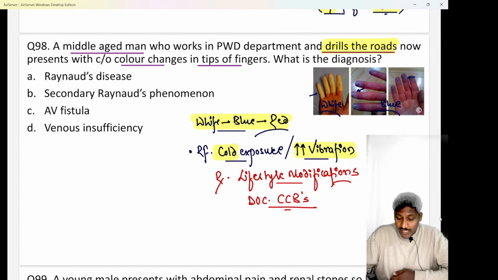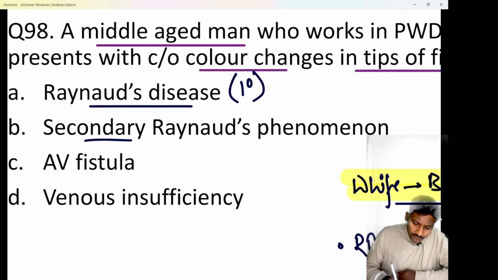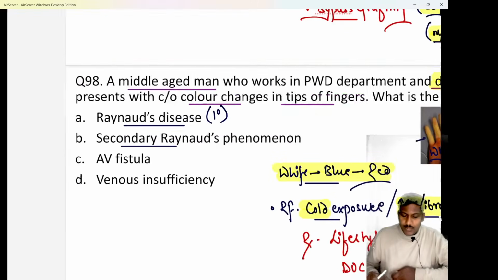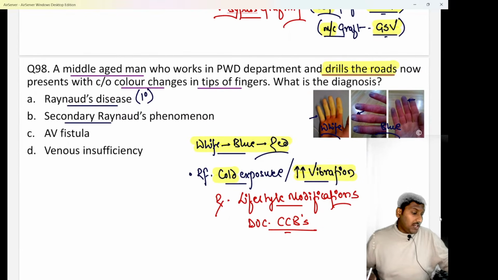But we know there are two types of Raynaud's phenomena. The first one is primary Raynaud's phenomena, also known as Raynaud's disease, whereas the second one is secondary Raynaud's phenomena, which is associated with some comorbidities or some disorders. What is the answer to this question? Option A or option B?